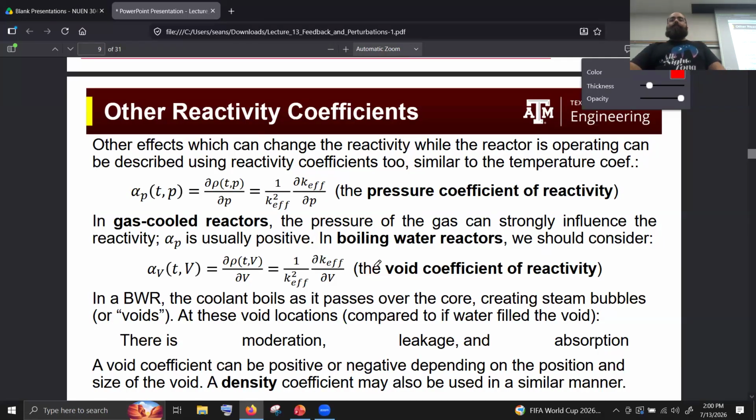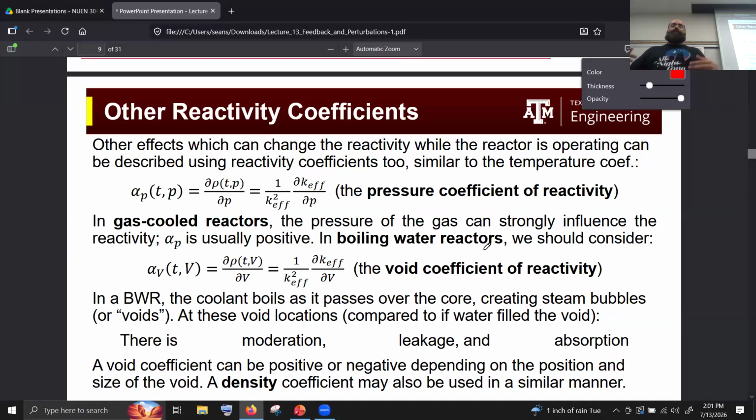The void, so I'm using V for the symbol for a void coefficient, and that's another quantity that's important for us to talk about, especially for boiling water reactors. In a boiling water reactor, the coolant comes into the bottom of the core, but the reactor itself is at a lower temperature and a lower pressure than a pressurized water reactor. And that lower pressure allows for the water to boil as it goes through the core.